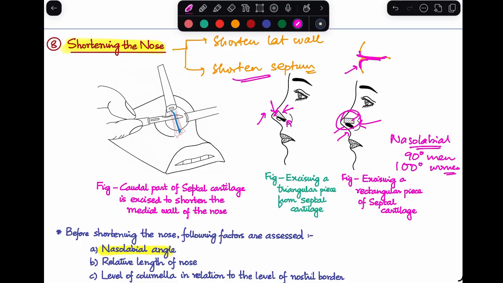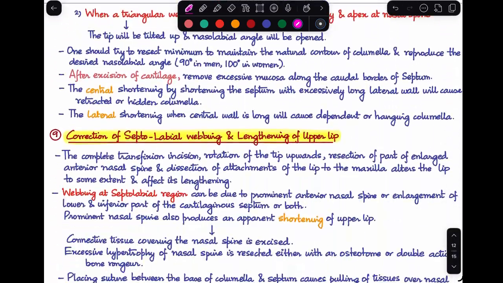So we have shortened the nose by two ways. One is by shortening the lateral wall and second is by shortening the septum. In the lateral wall, we worked on the upper lateral cartilage and the lower lateral cartilage where we did rotation and if required we even did excision of the cartilages. So that's what we do in terms of shortening of the nose.